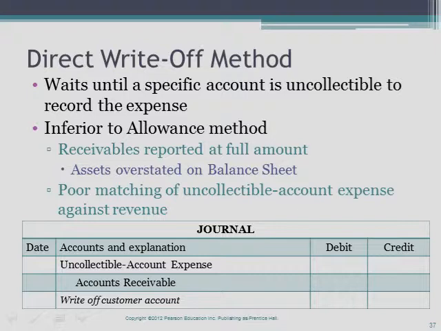It uses no allowance for uncollectibles. As a result, receivables are always reported at their full amount, which is more than the business expects to collect. And so assets on the balance sheet may be overstated, and it also causes a poor matching of uncollectible account expense against revenues.